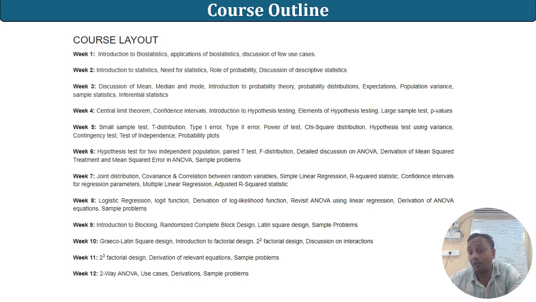ANOVA is what we call analysis of variance. It allows more than two groups or populations. In that we checked parameters like the mean squared error, and we checked what the error is. Then we checked some problems also. So till now we have discussed ANOVA.